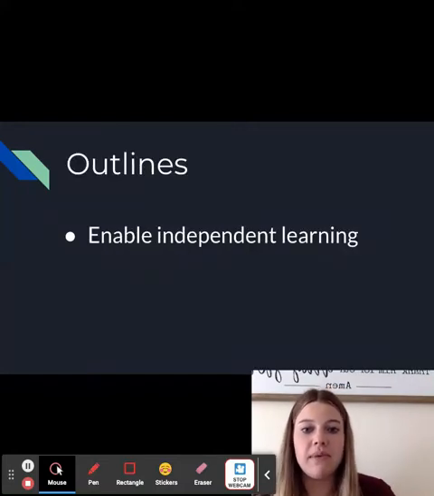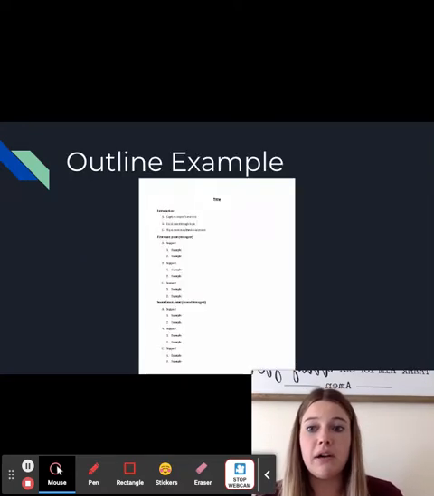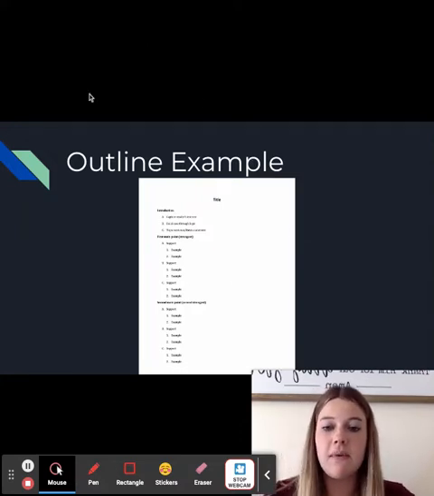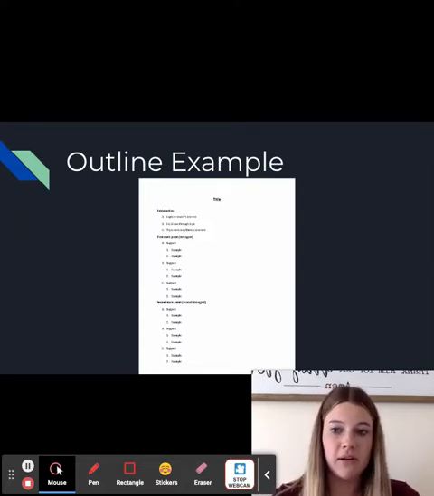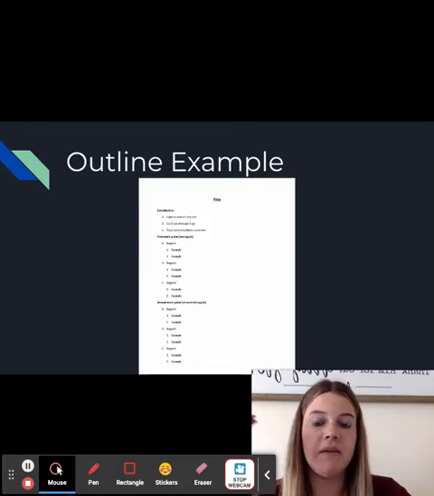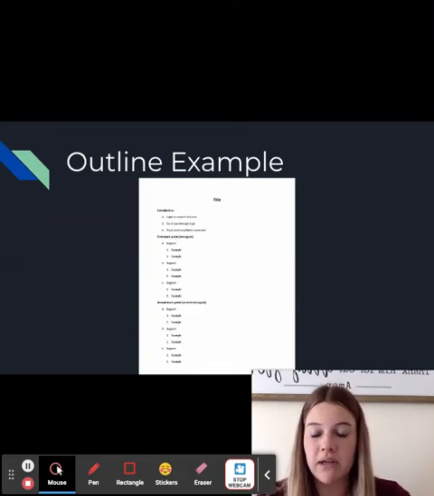Another text structure would be an outline. Outlines provide the structure necessary to enable independent learning. Here is one example of an outline. I know it's a little bit difficult to see, but this one is an outline for an essay. So we know when we write an essay, we follow a certain outline. There's an introduction, and then we have our body paragraphs, and then our conclusion. That's something that's been taught to us from a young age, but we can also give students outlines for different things. So if they're reading an article, maybe we want to give them an outline that discusses the main points of that article.